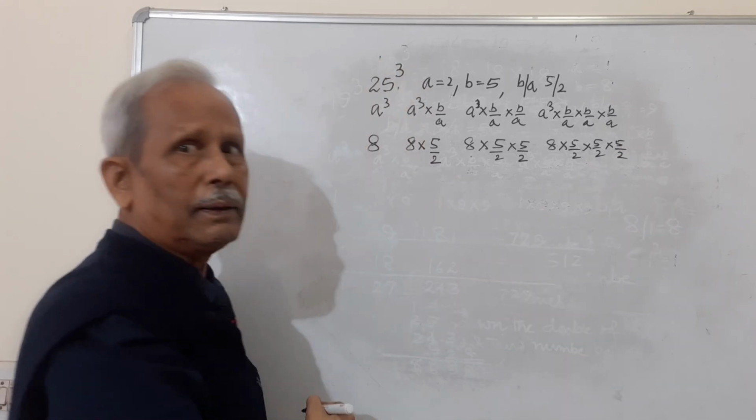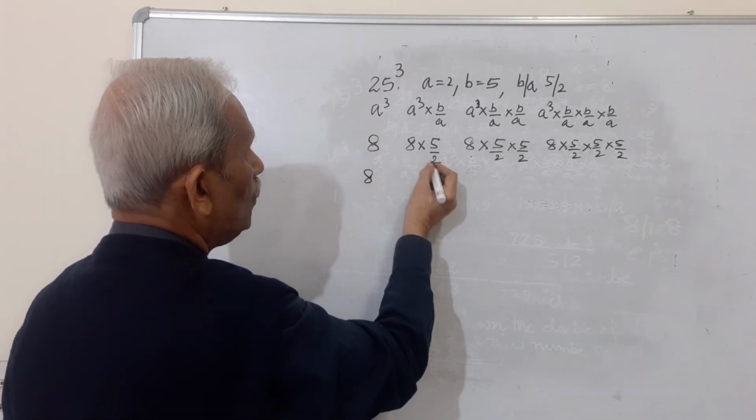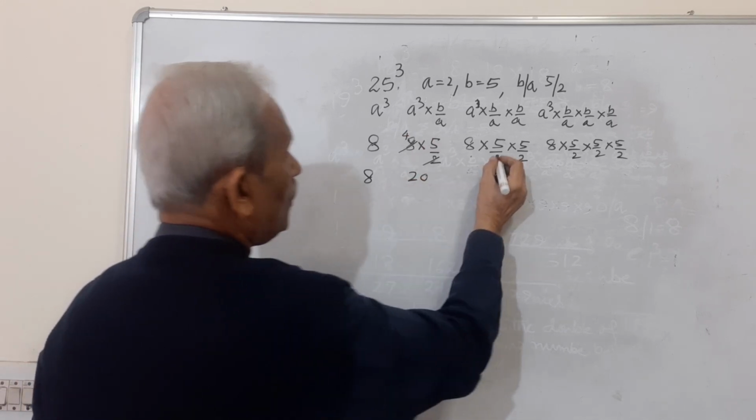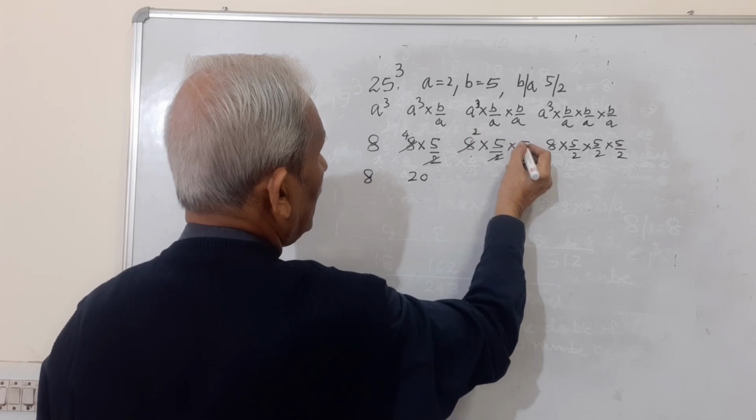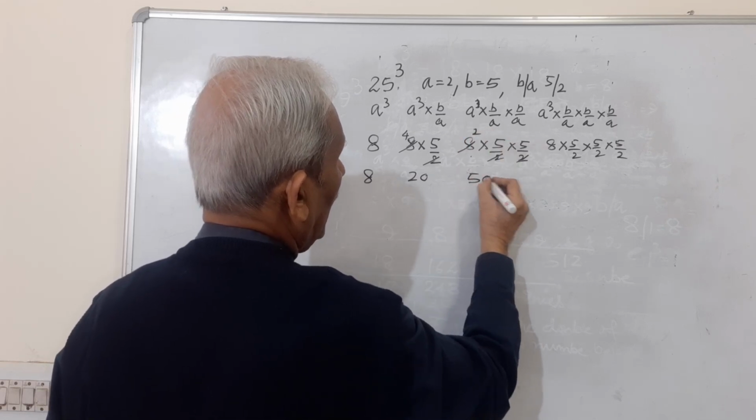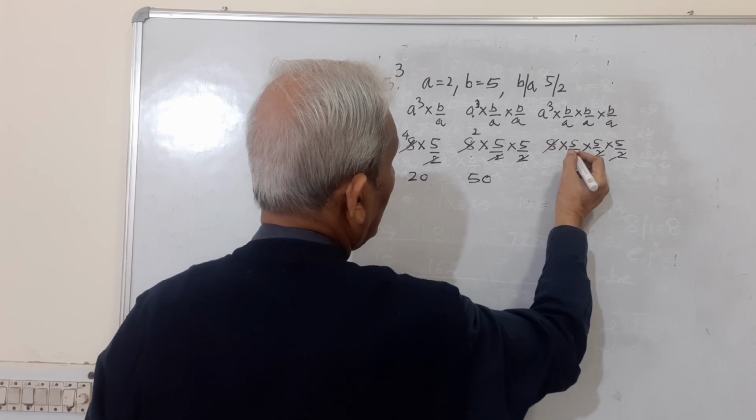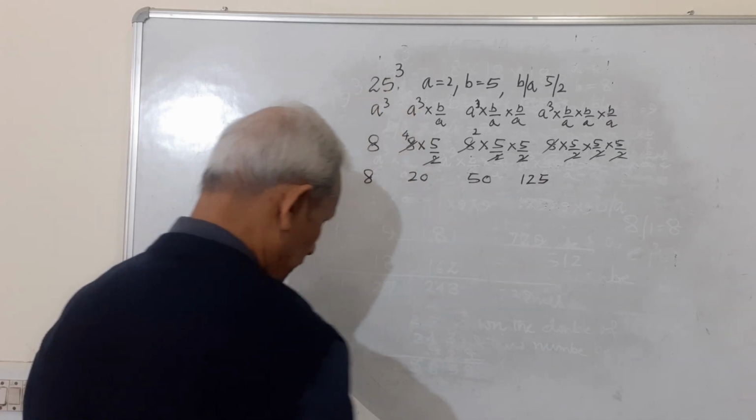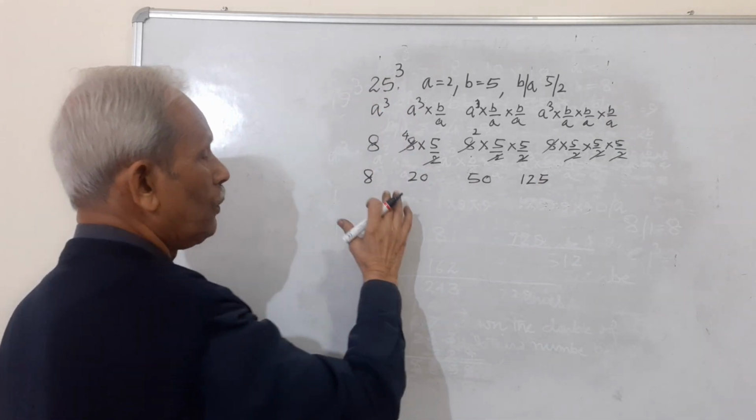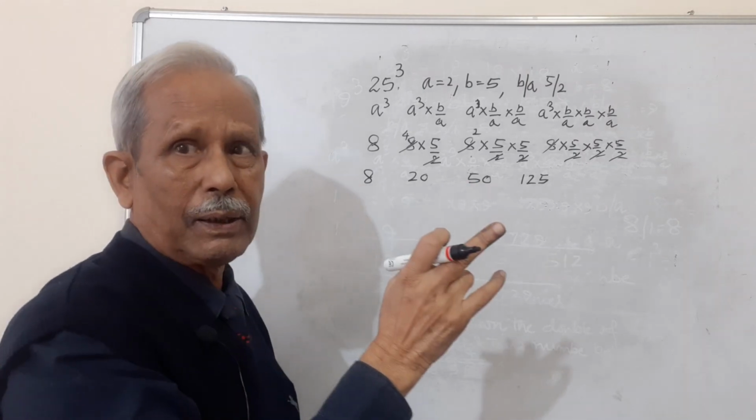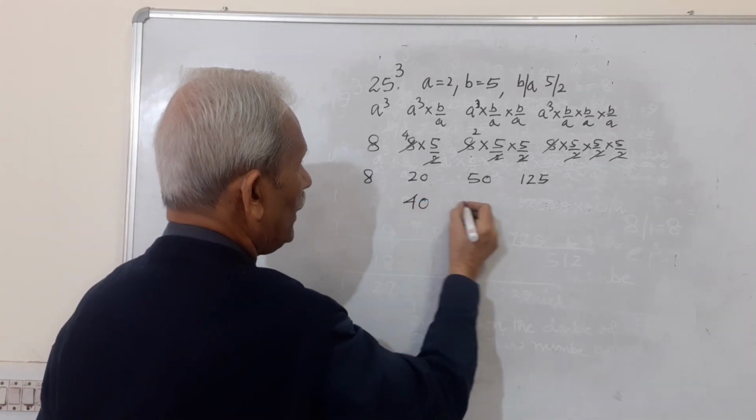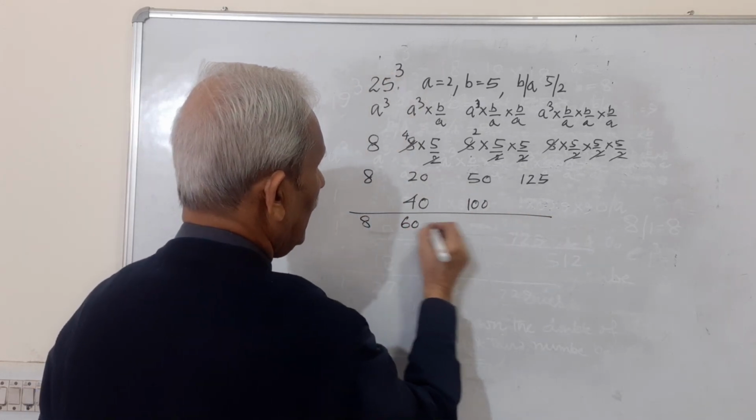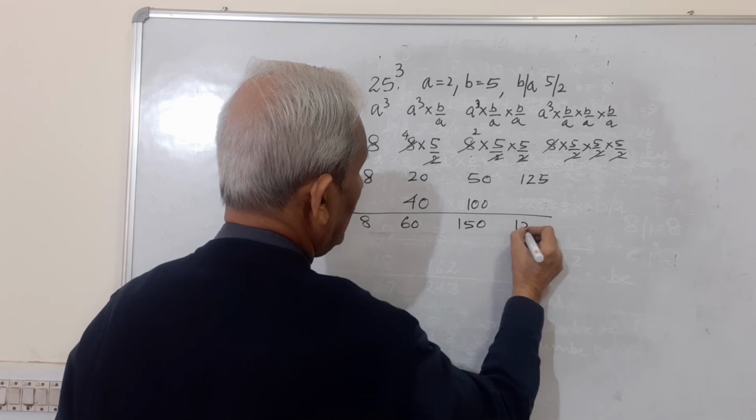So what is the result? Here 8, 2 4s are 8, 4 into 5, 20. Here 2, 2, 4, 2 here, 50, and here 2, 2, 2, 8 cancelled, 5, 5, 25 into 5 is 125. So you get 8, 20, 50 and 125. Now as you remember, you have to take the double of these two figures, second and third number, 40 and 100. Now add these numbers together: 8, 60, 150 and 125.